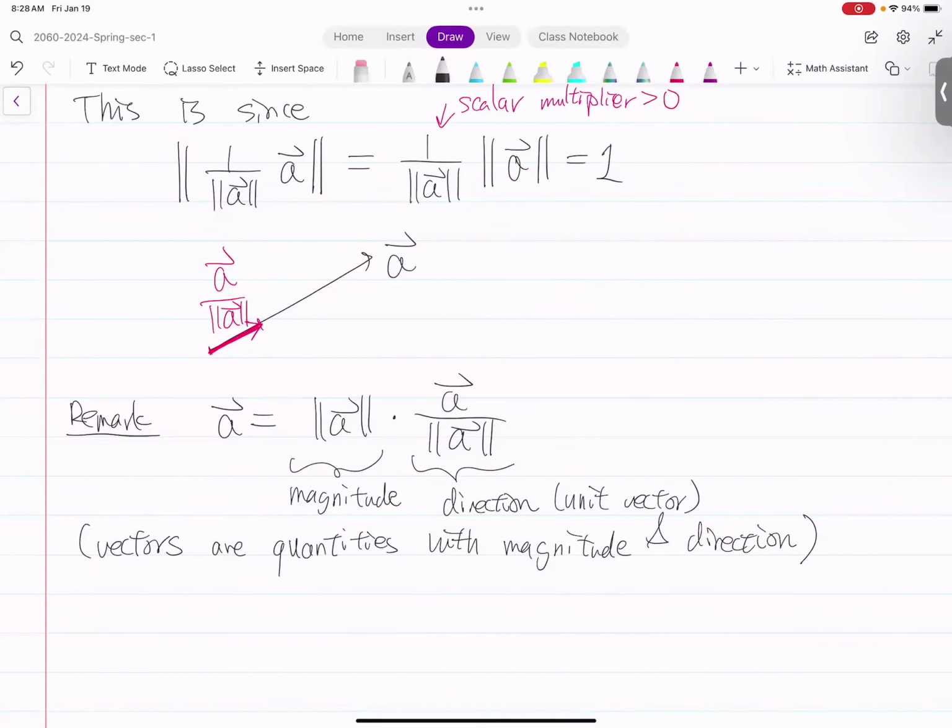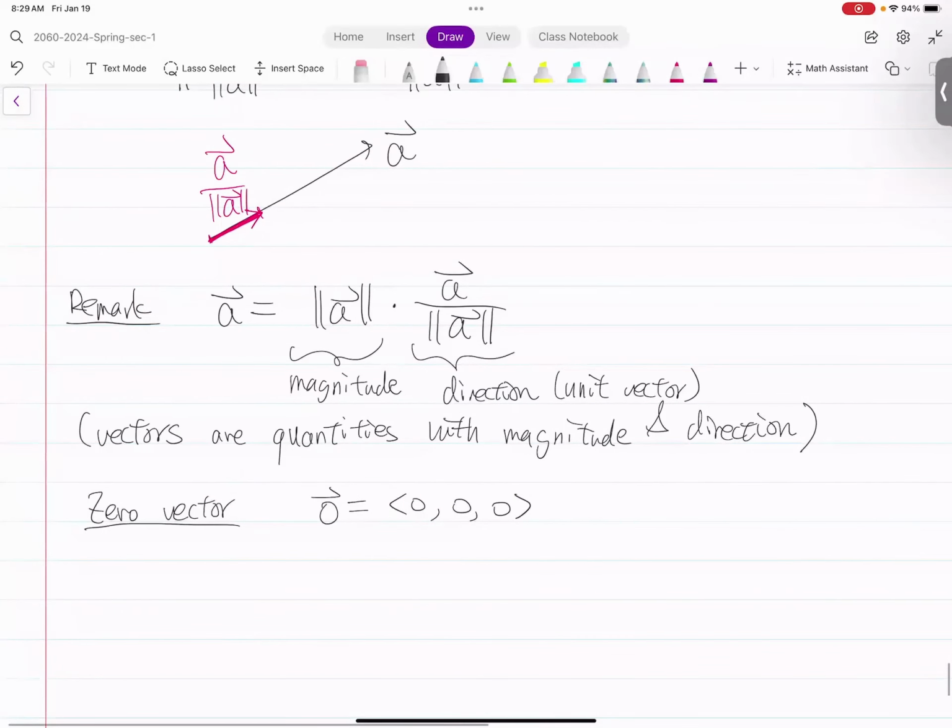What happens with the zero vector? The zero vector is exactly the vector that has all components zero, right? It is saying we're not moving anywhere. And if you think about it, the magnitude is also zero. So it's not really reasonable to define the unit vector along this direction. The zero vector does not really have a direction, because it's not actually going anywhere. Example.